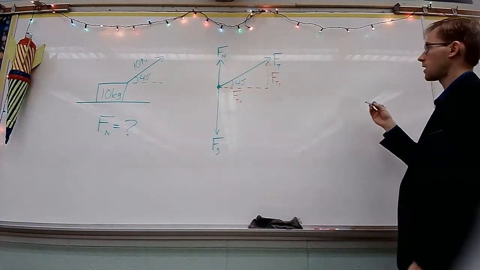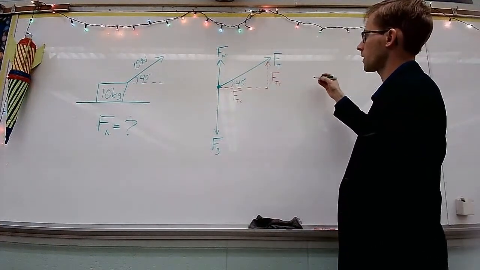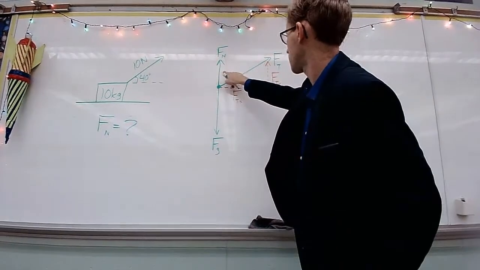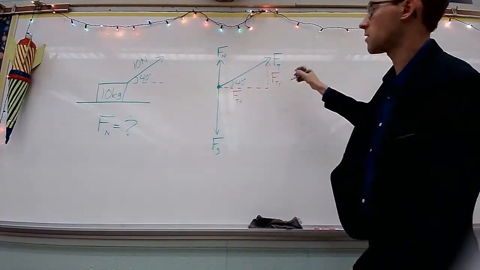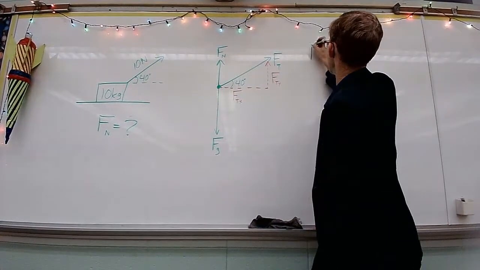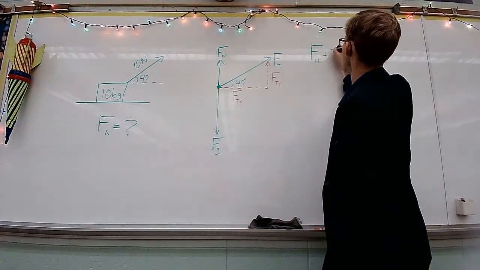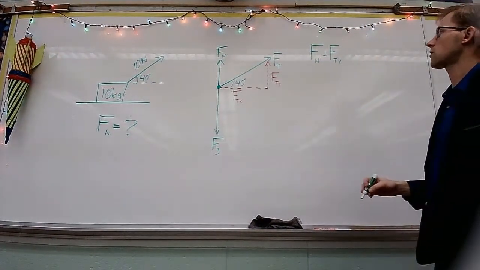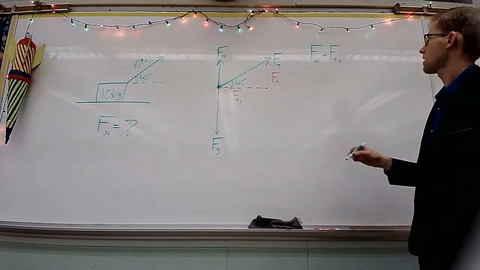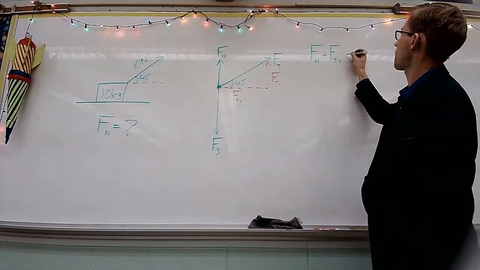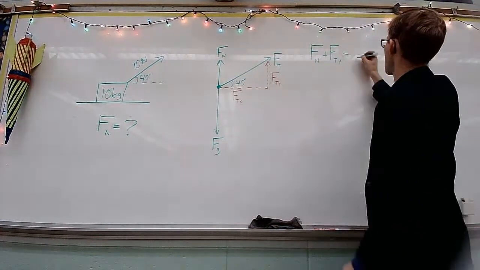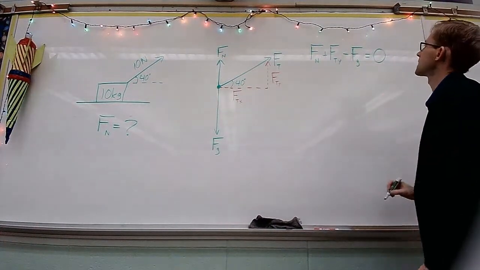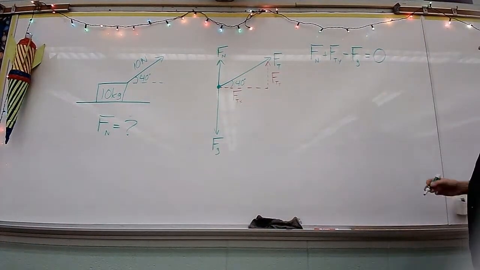So when I go ahead and do that, I'm looking up and I'm looking down. Going up, I've got normal force, and going up, I've got tension in the y direction. Because they're going in the same direction, I'm adding them together. From these two upward forces, I am subtracting gravity because it's going down. And all together that equals 0.